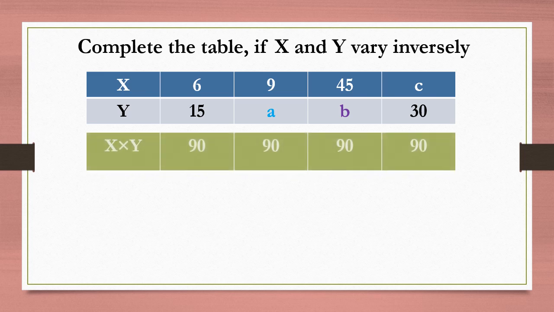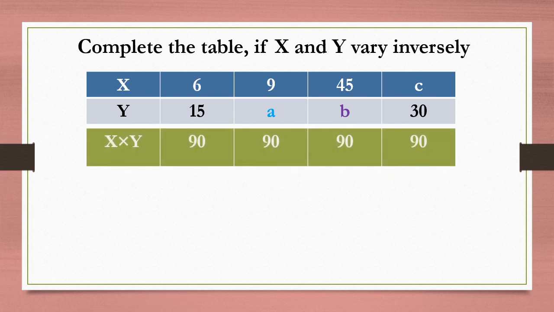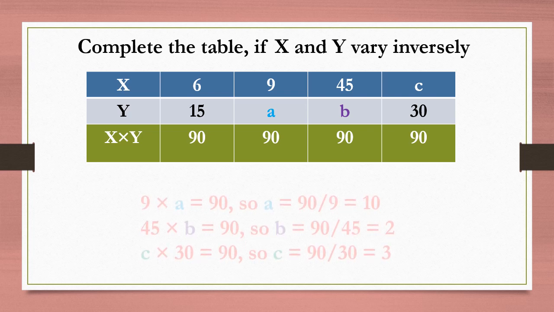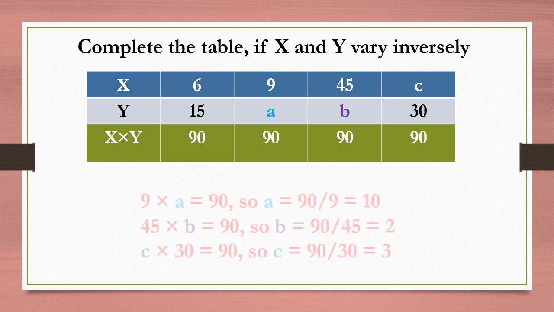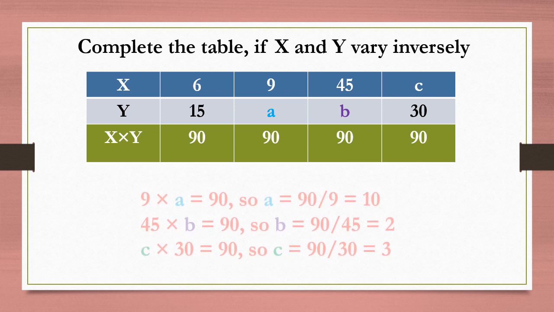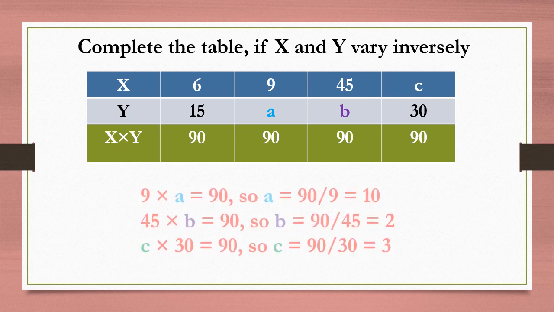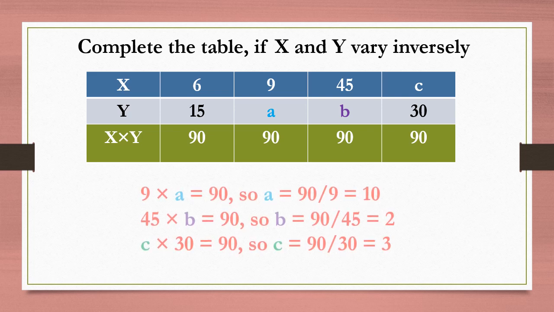Now in cases of inverse variation, children, you know that the product of X and Y is constant in every case, because when X increases, Y decreases. So in the first case, you know that X is 6 and Y is 15, so X into Y is 90. That means for 9 into A, for 45 into B, and for C into 30 also, you will get the product as 90.